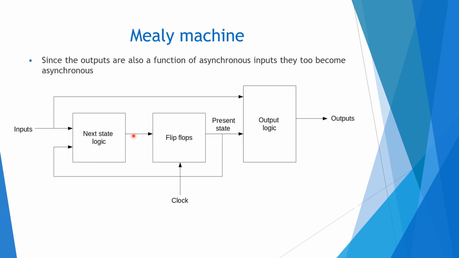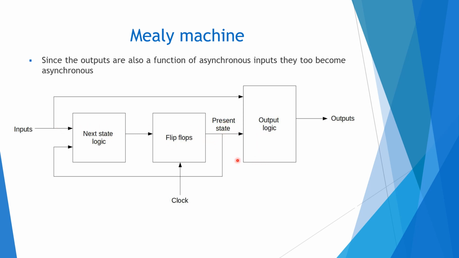So this is the Mealy machine. These are the flip-flops, and the output of the flip-flops is called the state, and the present state is the value of the flip-flop outputs at the present clock edge. And this is the next state logic, which is a combinational circuit which generates the flip-flop inputs for the next state transition. So the next state logic will be a function of inputs and present state, and this output logic is another combinational circuit which generates the outputs. So in a Mealy machine, the output logic is a function of inputs and present state.